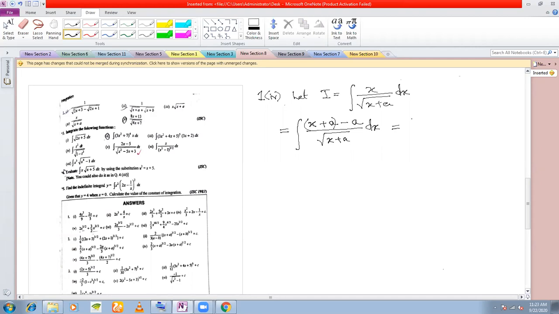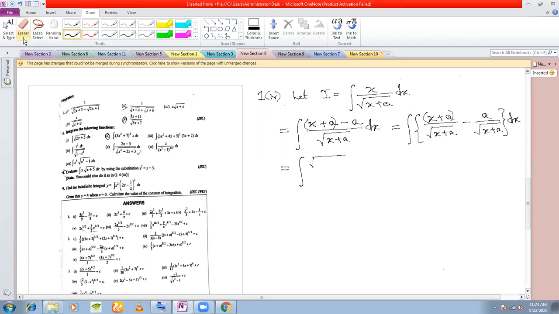Now what happens? Now I want to separate these two as a very, very important technique. This is (x plus a) by root x plus a, minus a by root x plus a, dx, right? Can I do this or not? Yes, sir.